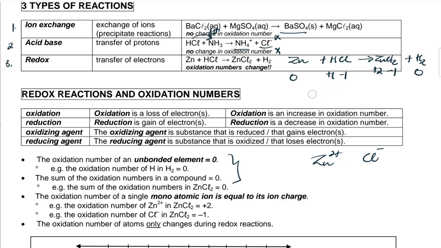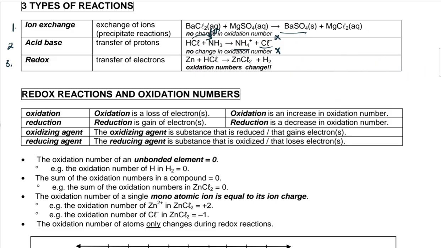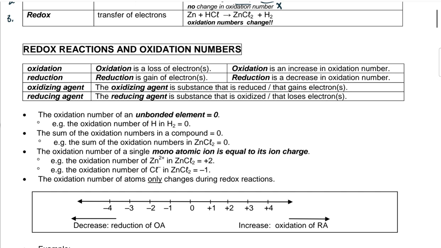So now looking at the Zn from 0 to positive 2, the oxidation number is increasing. Positive 1, which is hydrogen, to 0, the oxidation number is decreasing. But if you observe, I'm having chlorine negative 1. The chlorine is going to be negative 1, so no oxidation number change there. So now the Cl, we are going to use it as a spectator ion in the reaction. All right. So now redox reaction and oxidation numbers.